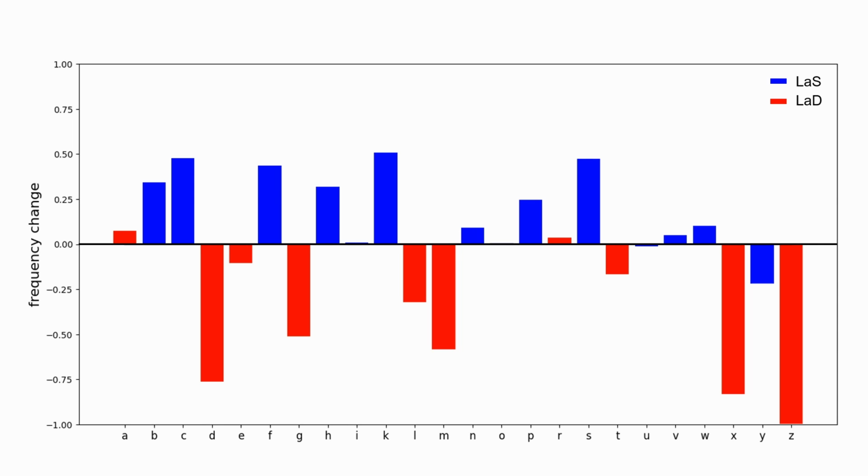Obviously, it's been sorted pretty nicely by the letters as singles, mostly increase in frequency, and the letters as doubles mostly decrease in frequency, which is what we were hoping for. But obviously, there are some exceptions.